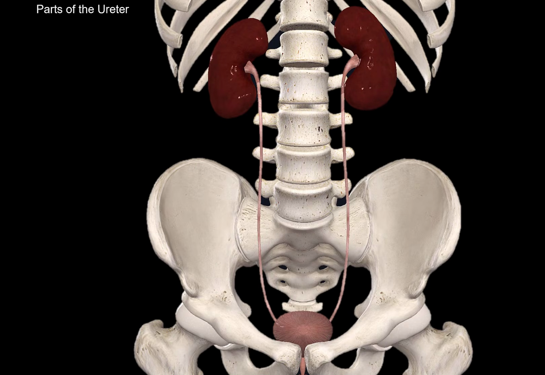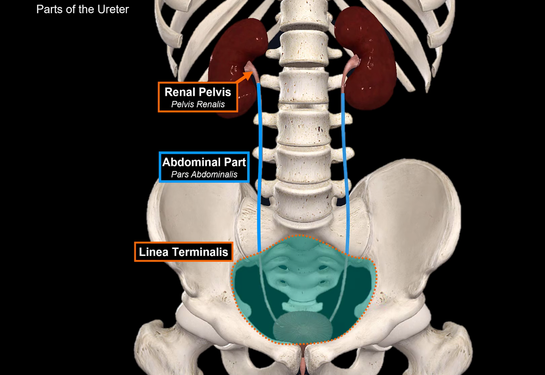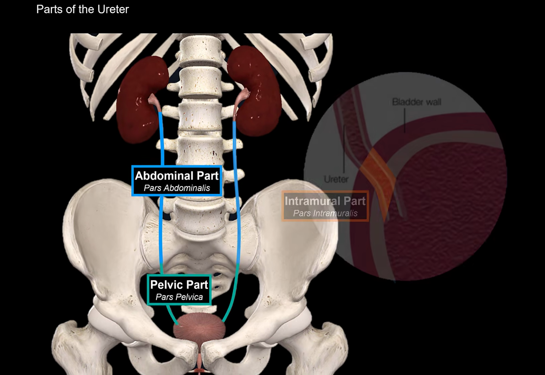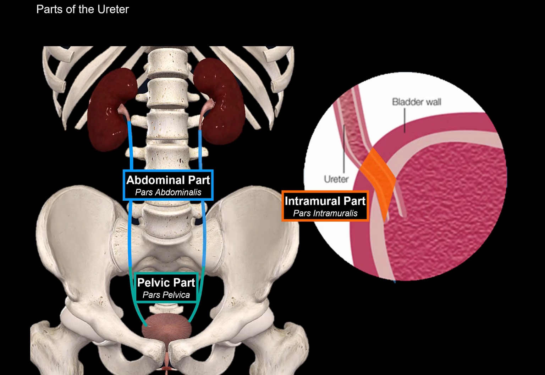The ureter is divided into parts according to its location. When the ureter is in the abdomen, it gets the name the abdominal part, which lies between the renal pelvis and the terminal line of the pelvis. When the ureter is in the pelvis, it gets the name the pelvic part, which ends at the urinary bladder. And when the ureter is in the wall of the urinary bladder, it gets the name the intramural part. So the ureter has three parts generally: abdominal part, pelvic part, and intramural part.